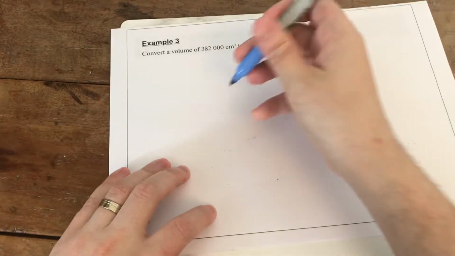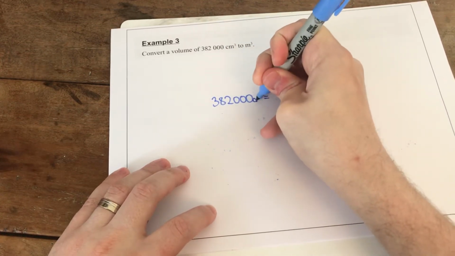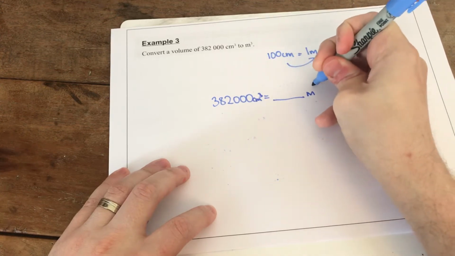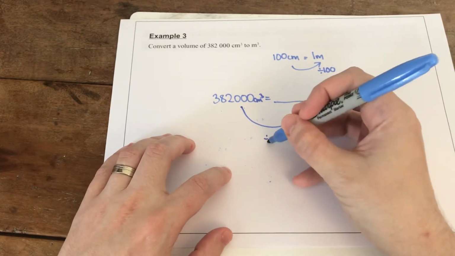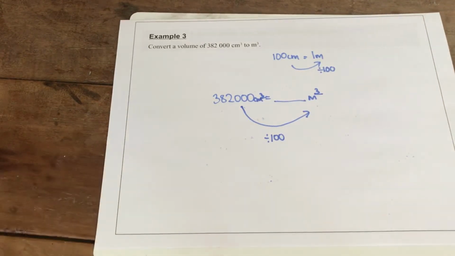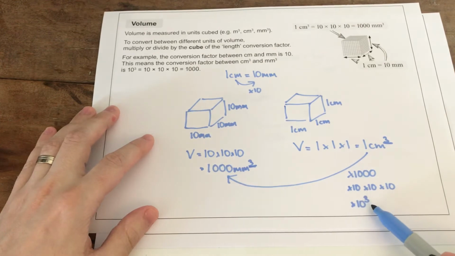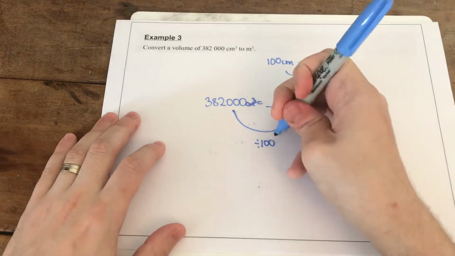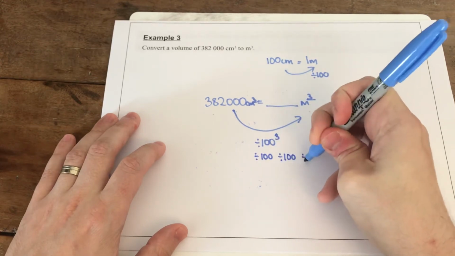So I write down 382,000, that's how many centimetres cubed, and we want to convert it into metres cubed. So what we're going to do is divide this by 100, but we need to look at our powers. If we have a look at our powers here and here, they're cubed. Now, similar to what our last page said, we need to cube our units of conversion, okay? So what I'm going to do is cube this. It's the same as dividing by 100, dividing by 100, and then dividing by 100.